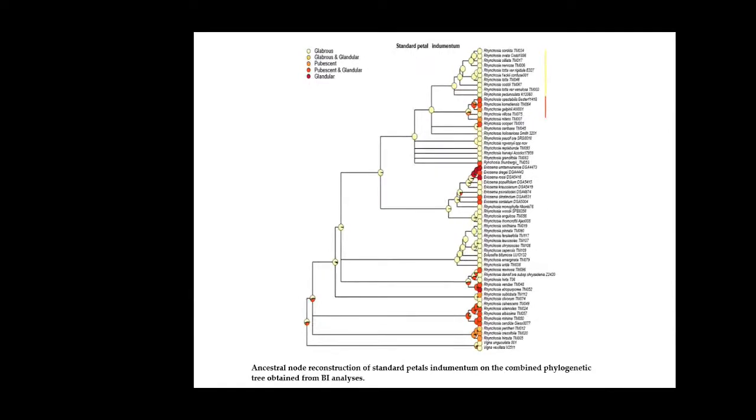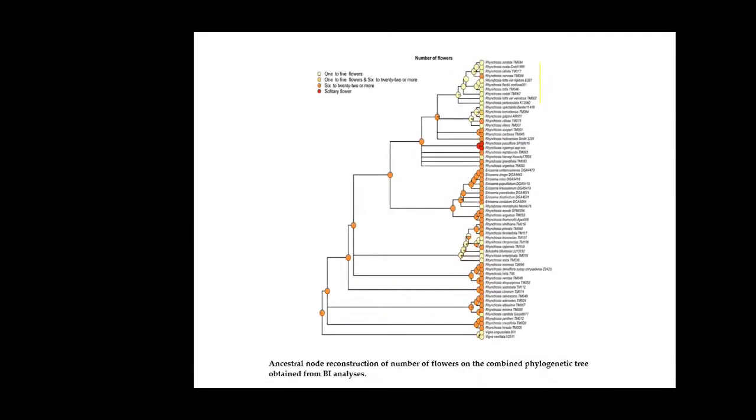The same thing here, we also found there. But you can see glabrous inflorescence could be a synapomorphy for that group at the top of the tree. Next slide.